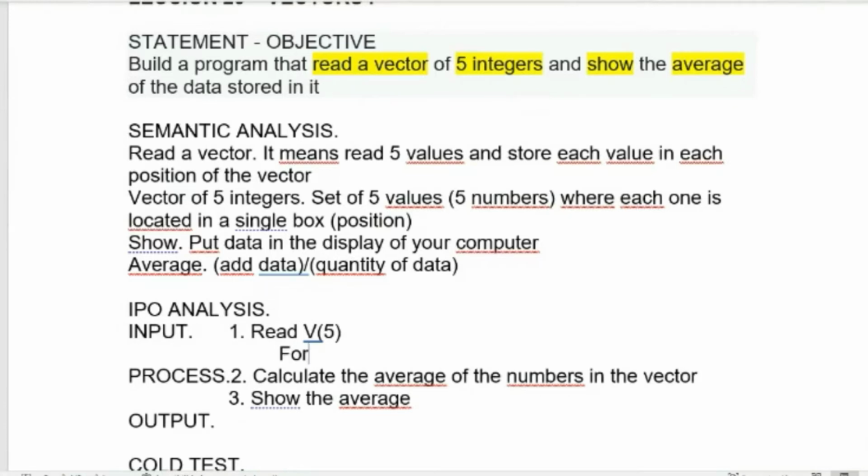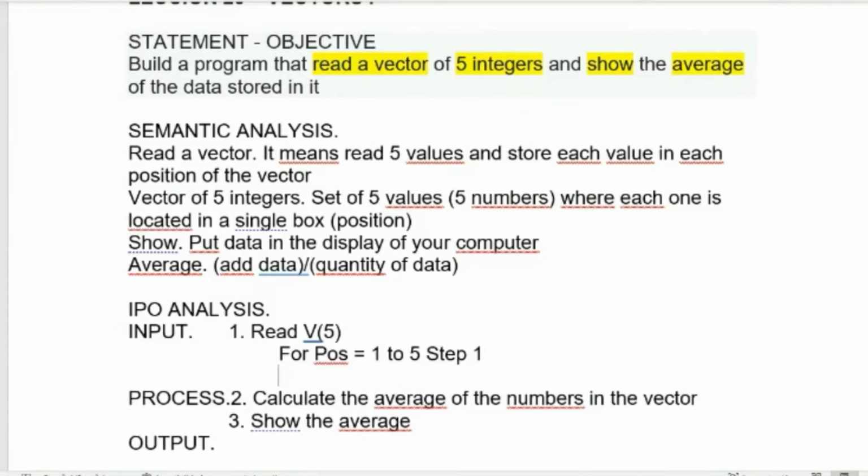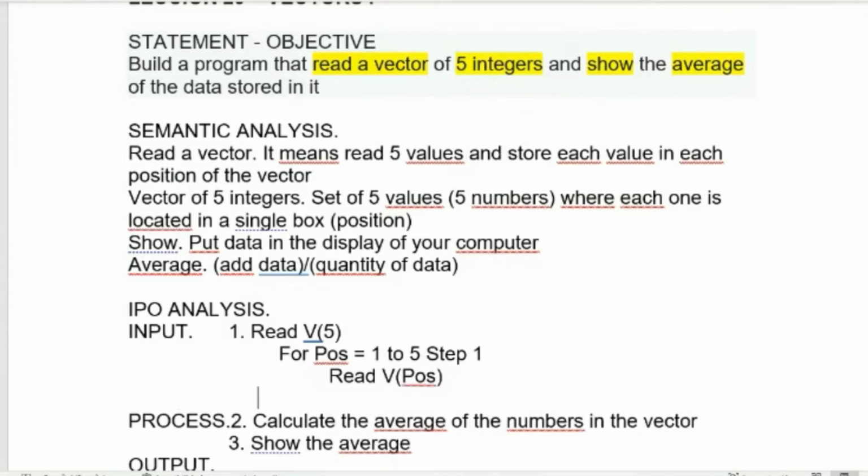We're going to use the for loop. For, let's use a variable called pos, like position, from 1, this is the first position of the vector, to 5, this is the fifth position of the vector, with a step of 1. And then read the vector v in the position pos. Then end for.